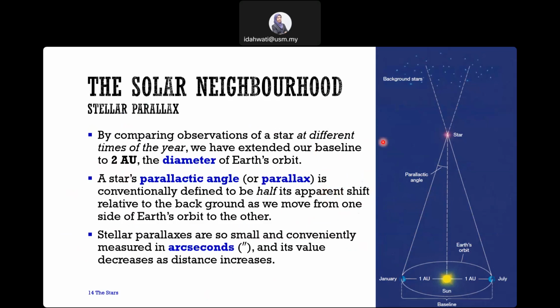So we have a background star, the parallax angle, the Earth's orbit, and also the Sun and the baseline. The baseline here is the distance between the Earth's two positions in its orbit, where the background star here is the distant star that is used as a reference point.